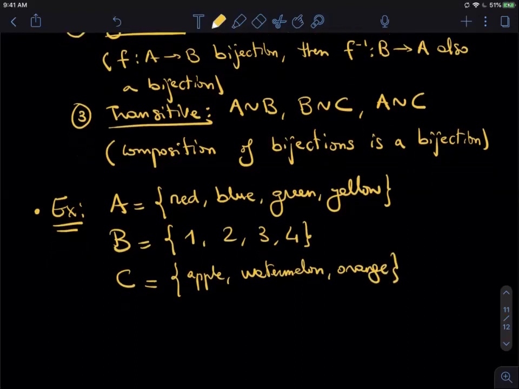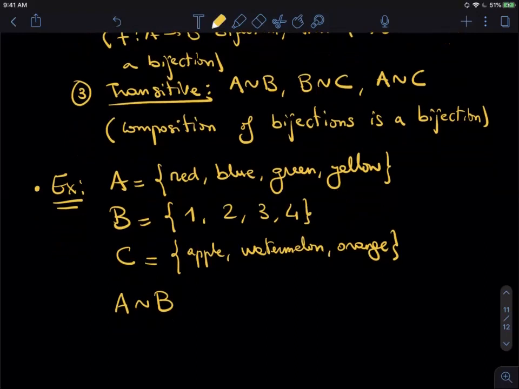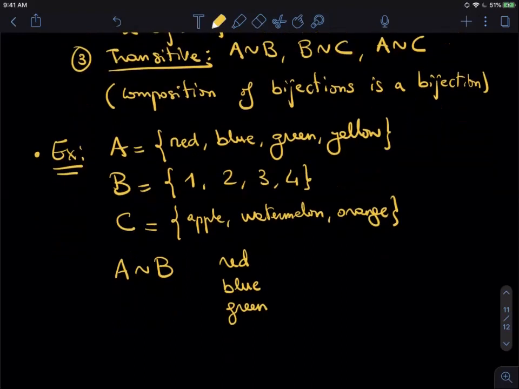Okay, so in this case, clearly A and B are equivalent because they have the same number of elements. We can decide to match red, blue, green, and yellow. Here it's your choice. You can just map each color to a number.